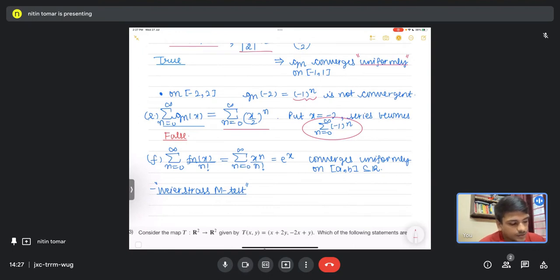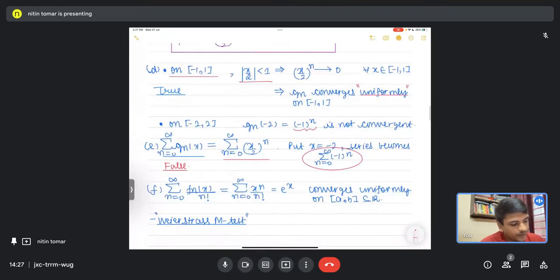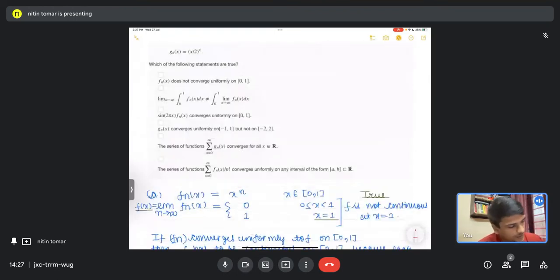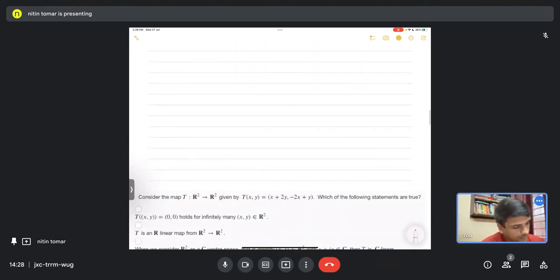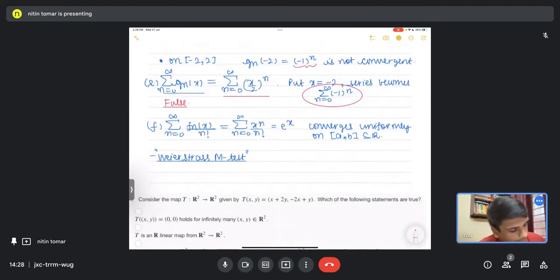Now the same question is asked for the summation f_n(x) upon n factorial, in the sense of whether or not the series of functions converges uniformly. So we are on the fifth and the last option: whether the series f_n(x) upon n factorial converges uniformly on a compact interval in R. See, if you put f_n(x) = x^n, then you will get this series, and this is the well known series of e power x.